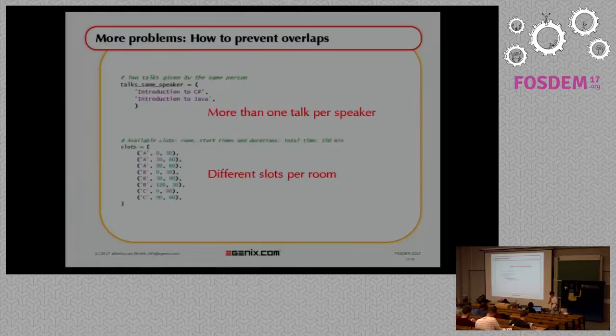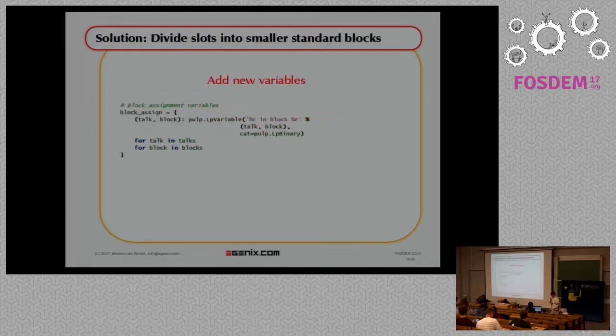Right, those were the easy parts. Now, here's a more complex example. You need to make sure that you can deal with problems like a speaker giving more than one talk. Plus, you have the problem of different slots per room, and the slots have different durations. So you need to make sure that you don't have any overlaps between those. For example, if a speaker gives more than one talk, the solver could come up with a solution which might look nice, but in the end, the speaker would have to give the two talks in two different rooms. And so you need to try to address that.